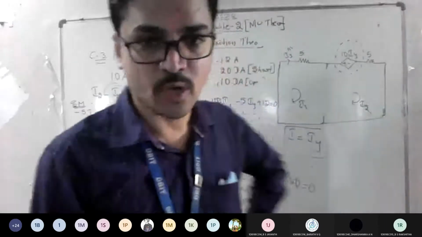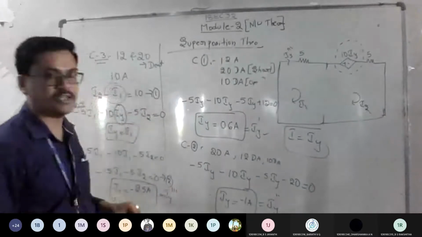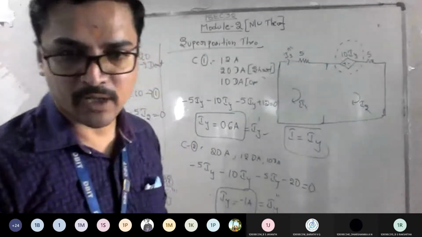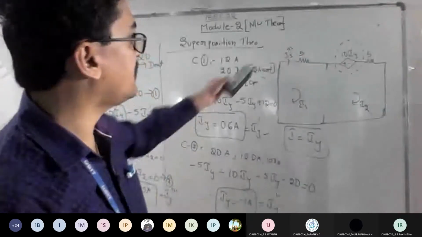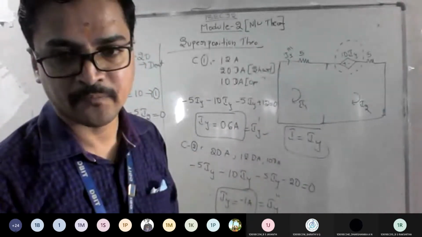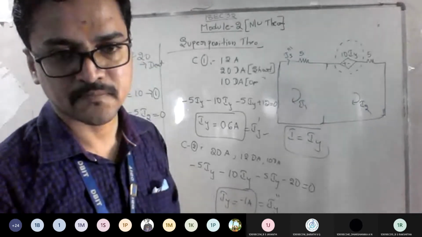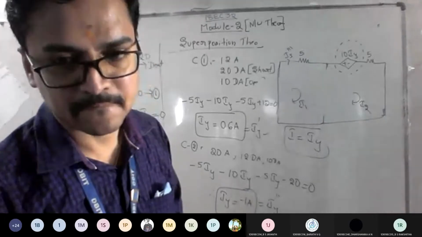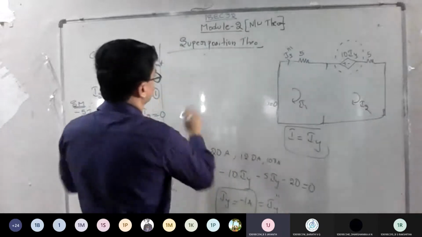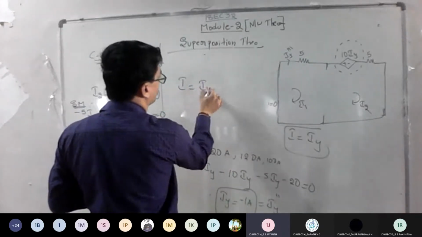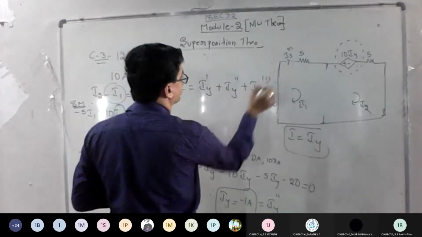Then what is this equal to? This is equal to your Iy triple dash. So all the cases are done now. Have you completed all the three cases? What is the final answer? Ultimately, you need to find the current across the 5 ohm. So how will you find it? I is equal to I dash plus I double dash plus I triple dash, which is Iy dash plus Iy double dash plus Iy triple dash.